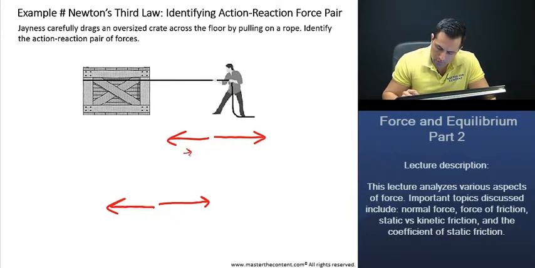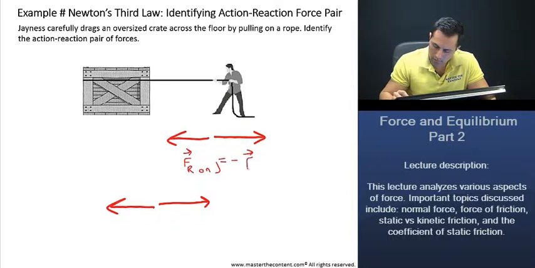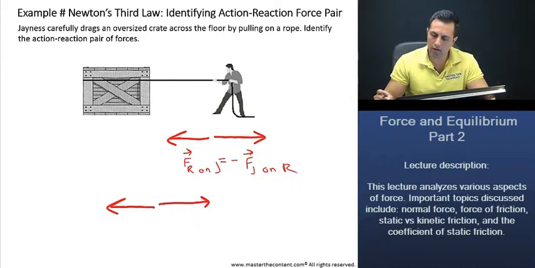We'll start here with the force of the rope on Janus. That's how we'll depict it. The force of the rope on Janus is going to be equal in magnitude and opposite in direction to the force that Janus exerts on the rope.